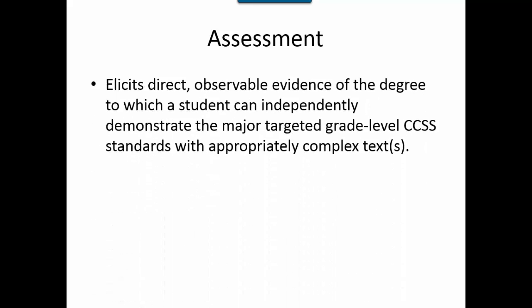The last dimension is assessment. What actions will you take to assess throughout the lesson? Assessment elicits direct, observable evidence to the degree to which a student can independently demonstrate the major targeted grade level CCSS standard with appropriate complex text. If you are always working in groups, you will not be able to assess independently. The methods must be unbiased and accessible to all students.